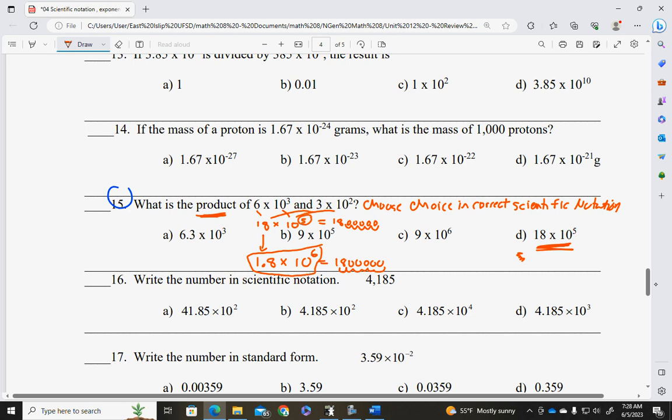If that choice isn't there on your final, which it should be, then I guess the only thing you can pick is choice D, because the directions here don't say correct scientific notation. But if it says correct scientific notation, you have to choose this choice.